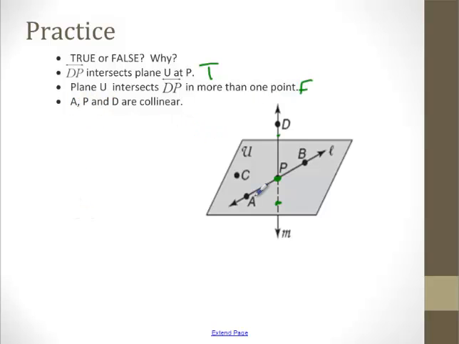And points A, P, and D are collinear. Now, let's make this straightforward. Can I draw a straight line through A, through P, and through D? And the answer is going to be no. Alright.